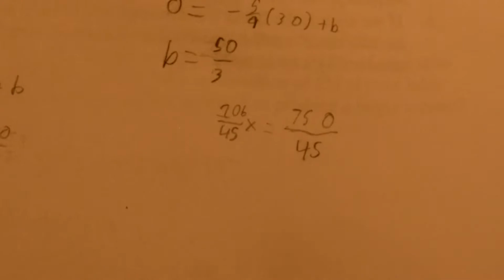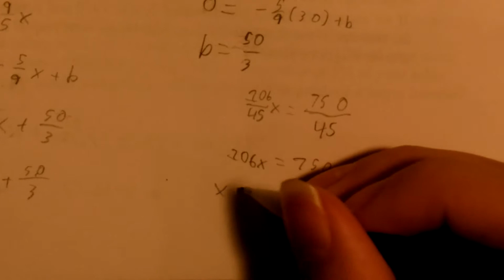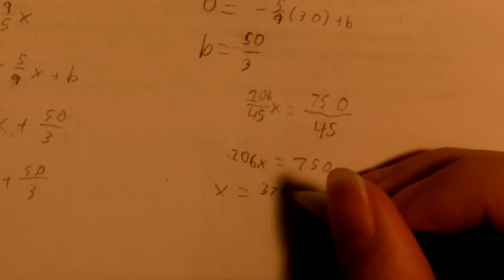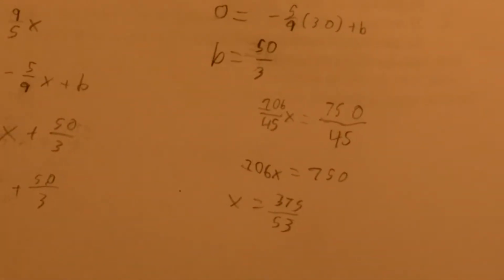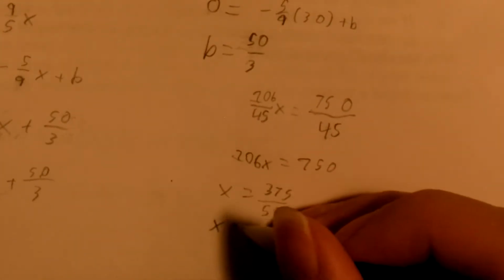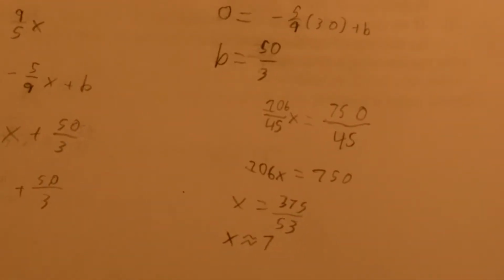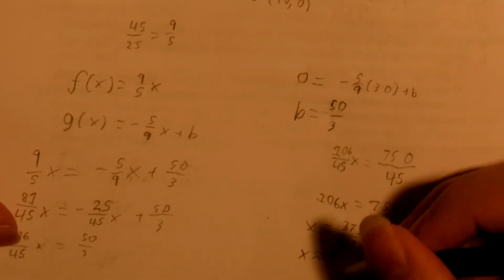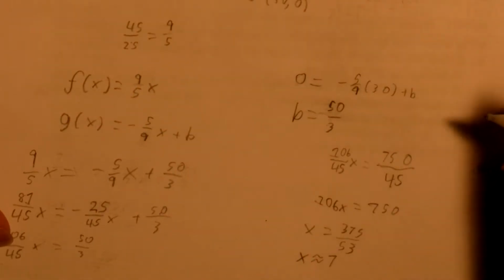Now it's 106x equals 750. That's 375 over 53. Okay, so that's not pretty. So then x is roughly equal to 7. Roughly 7. And so then you take that, and then you plug it into any equation. So we're just going to plug it into that one because it's simpler. And so that's equal to 12.6.